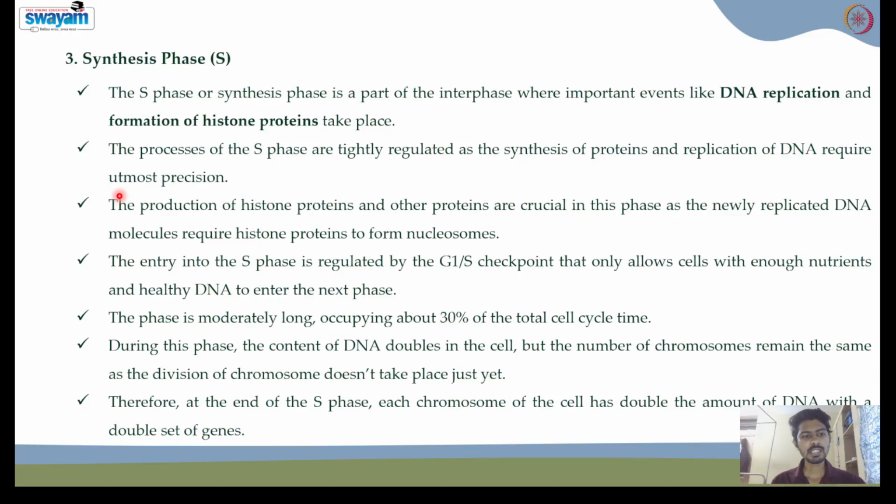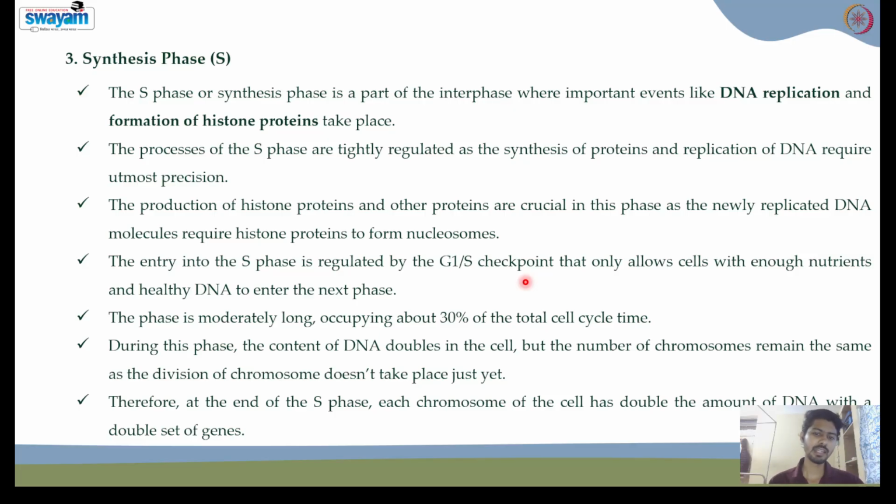So this system is carefully monitored, and these are also monitored by their appropriate checkpoints. The production of histone proteins and other proteins is important in this phase, as the newly replicated DNA molecule requires histones in order to form nucleosomes, because the newly replicated DNA will be coiled around histone proteins to form nucleosomes. And in order to enter into this S phase, there is a G1/S checkpoint.